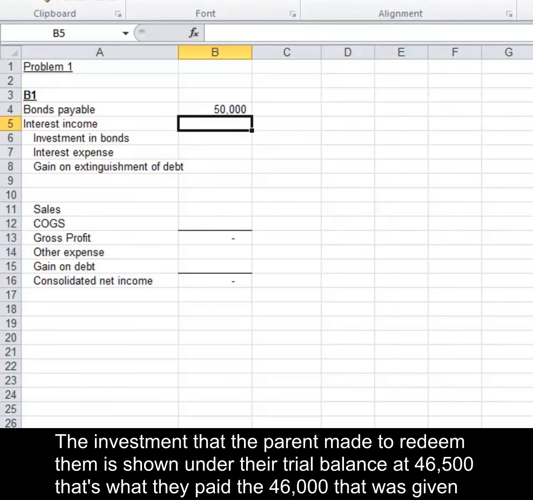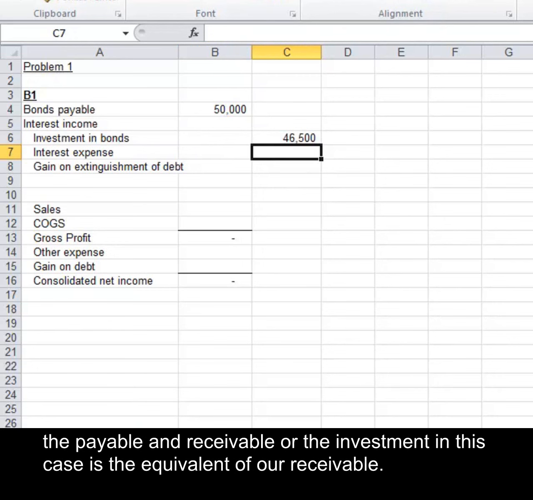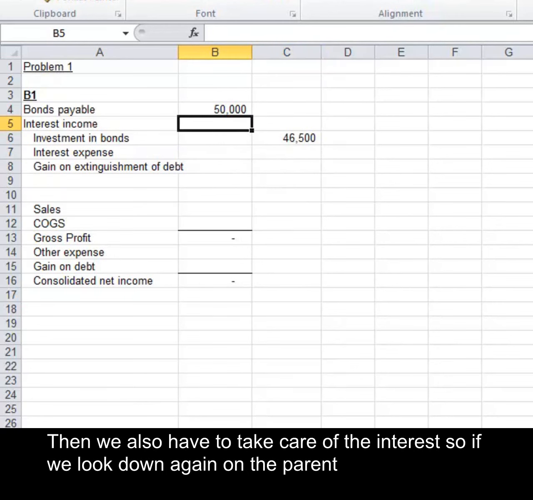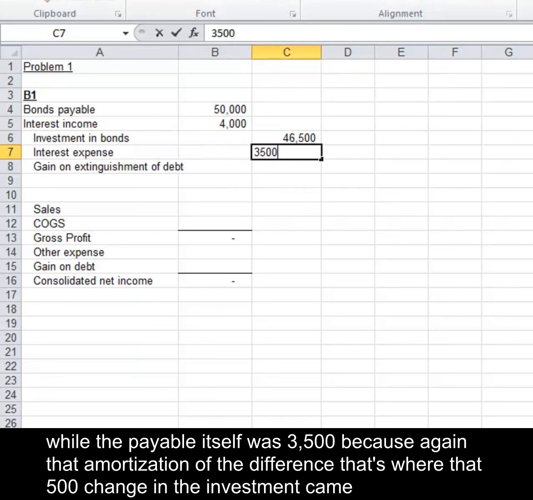The investment that the parent made to redeem them is shown under their trial balance at $46,500. That's what they paid, the $46,000 that was given, plus the amortization that's occurred to date on the difference in what they paid. So that's eliminating the payable and the receivable, or the investment in this case is the equivalent of our receivable. Then we also have to take care of the interest. So if we look down again on the parent, we see the parent had income of $4,000 while the payable itself was $3,500, because again that amortization of the difference, that's where that $500 change in the investment came.